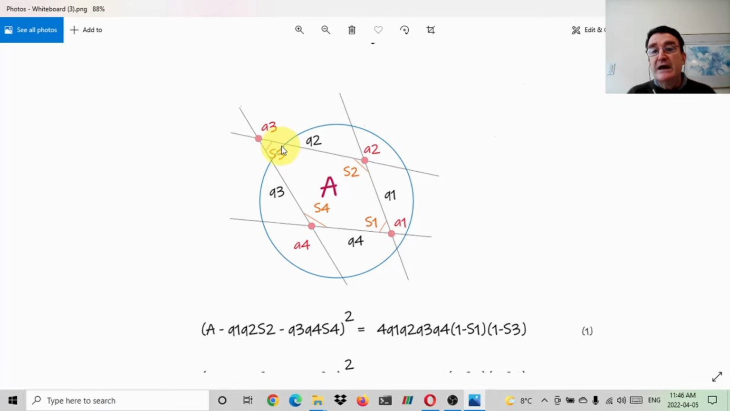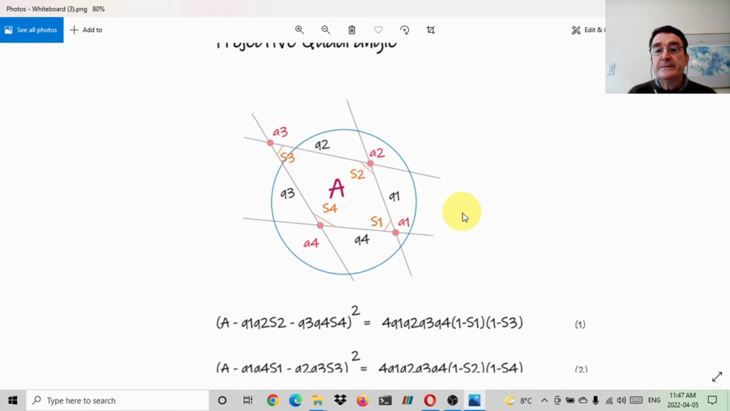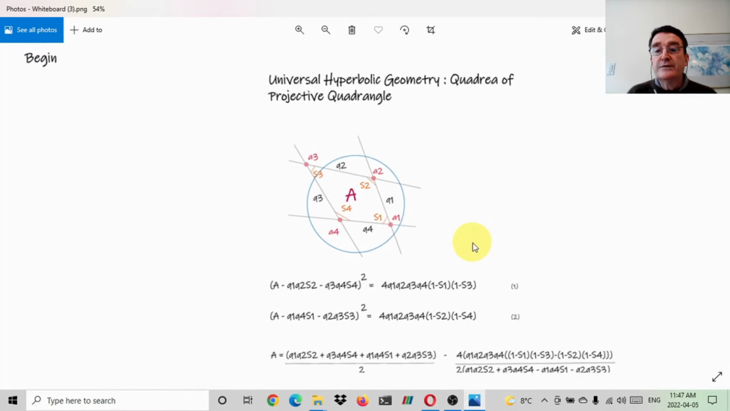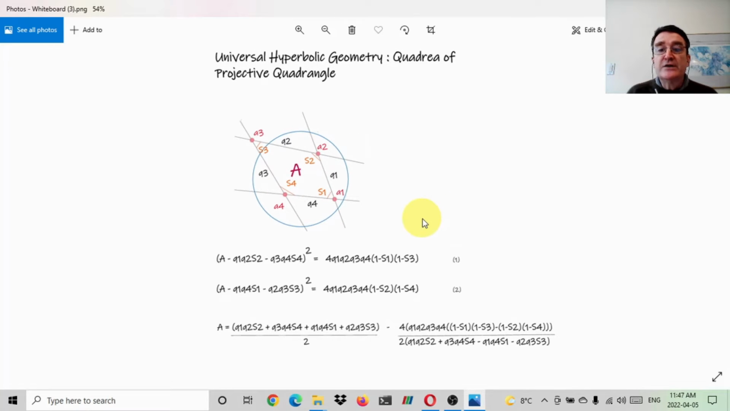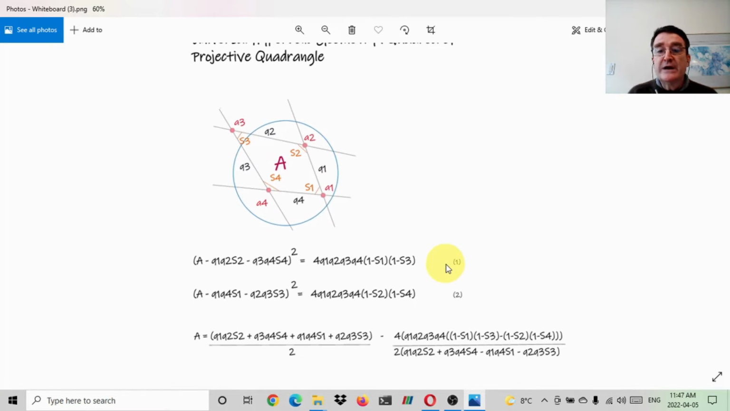Spread S3 between line A2A3 and line A3A4, and spread S4 between line A3A4 and line A4A1. And the quantity that I'll be talking about is this quantity A, which I'm calling the Quadria of the Projective Quadrangle. Now the main result is that the Quadria of the projective quadrangle is given by this quadratic equation.